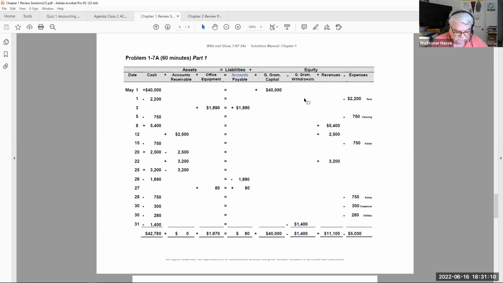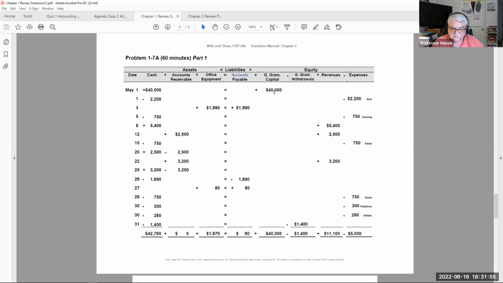Now, your textbook on page 34 has this problem. And the very first transaction, and this is one of the biggest hassles of the first week of studies of accounting, you have to take an English sentence and transfer it into accounting language. G. Graham invested $40,000 cash in the company. Well, G. Graham is the owner of the business. So he's investing cash and equity called capital in the business. He's setting up the business. Cash increased, equity increased.